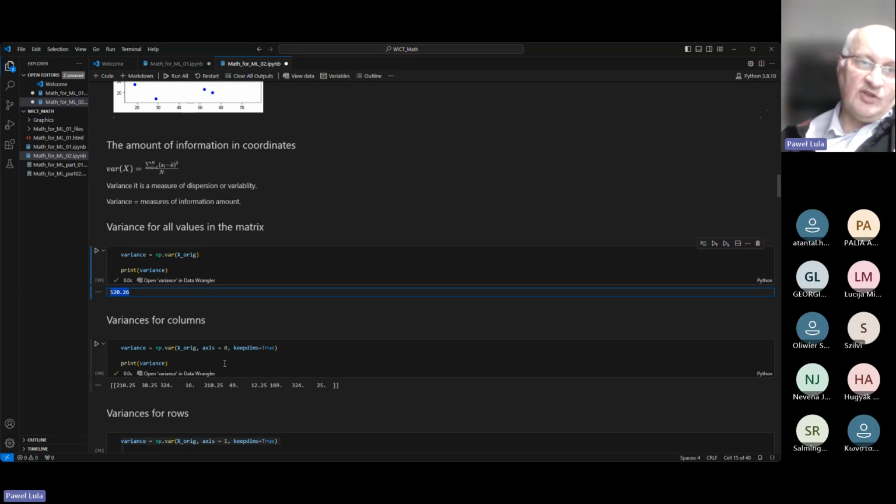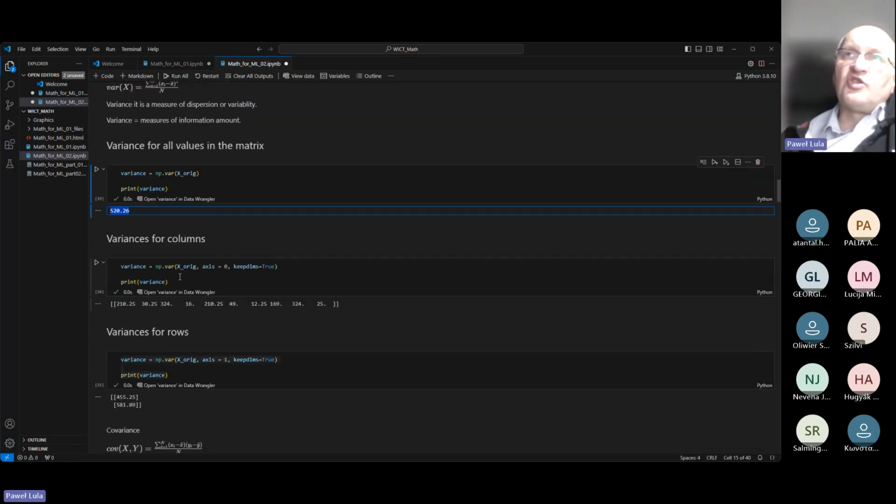variances for every column or for every row, we should inform this function var about it. When we are talking about columns, then you should define it in this way. Axis is equal to 0. 0 axis means that I'm thinking about columns. When I'm thinking about rows, then I should put this information here. Axis is equal to 1.